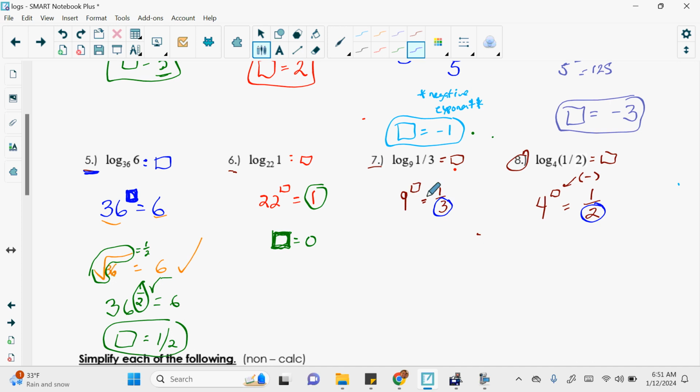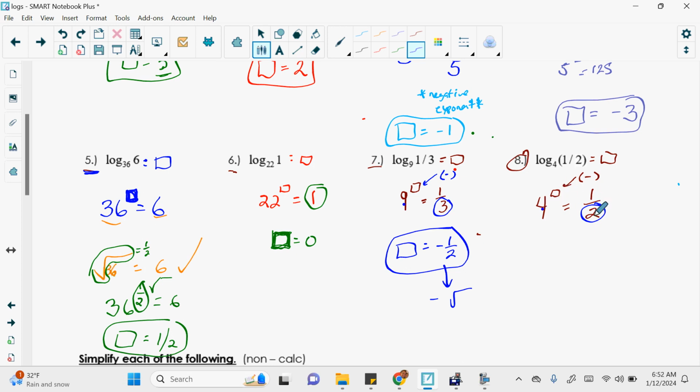All right, 4 to what power equals 1/2? Well, 4 and the base of 2, that's a square root. All right, so really our box for number 8 is going to be negative 1/2. And you're like, what? Why? Well, 1/2 power is a root, so the square root of 4 is 2, and then we need to make that go to the denominator, and that's why it's a negative. All right, so our box equals negative 1/2.